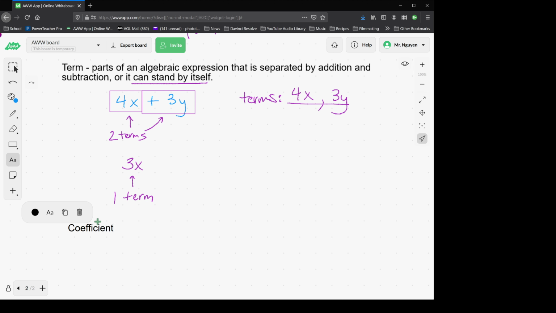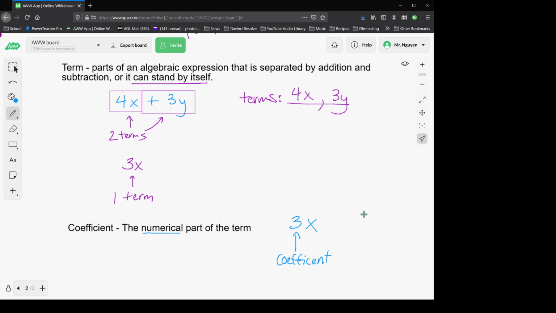Now, the next definition that we need to talk about: coefficient. This is the numerical part of the term. What does that mean? Let's go back to 3x again. If 3x is the term, what's the number part? It's just the number in front of the variable. This is the coefficient. It doesn't matter how complex it looks.